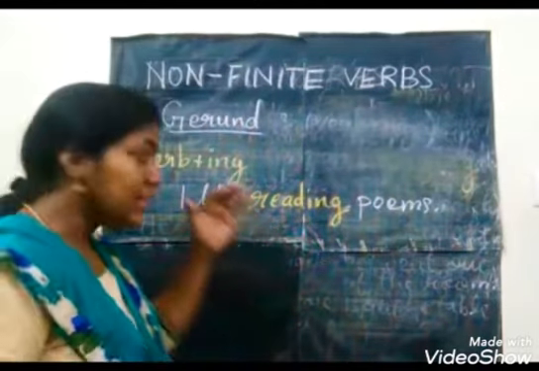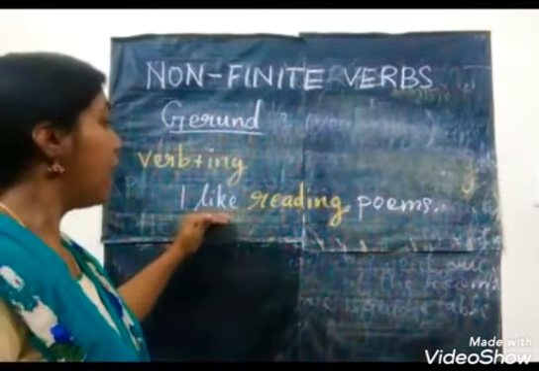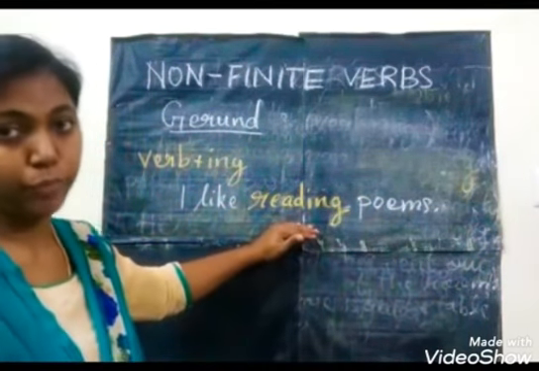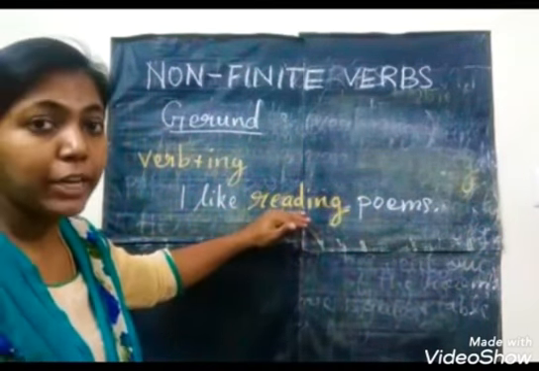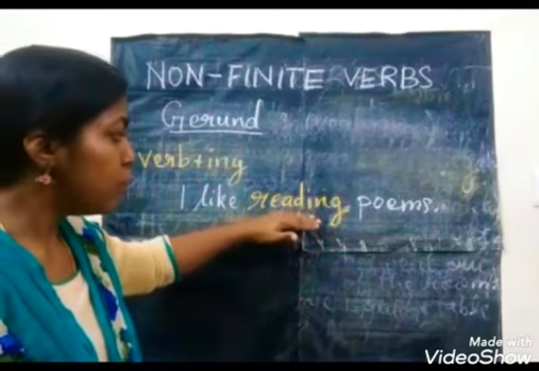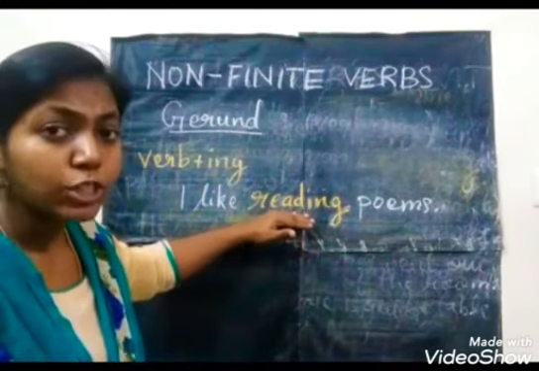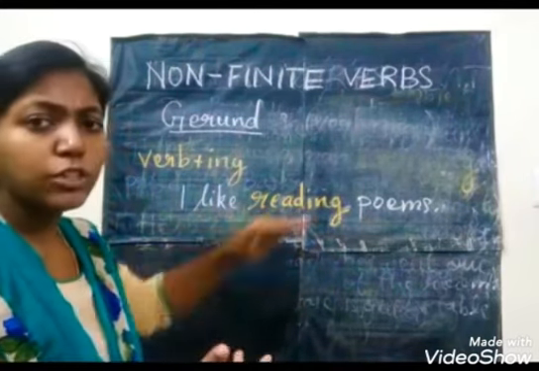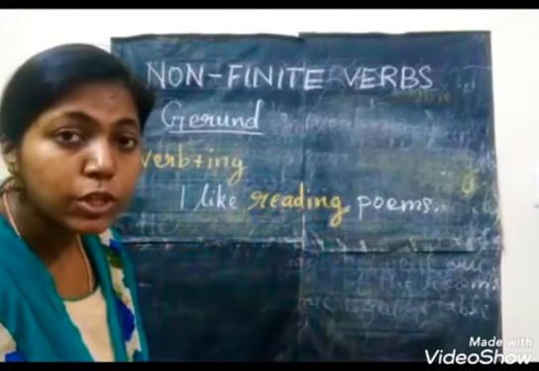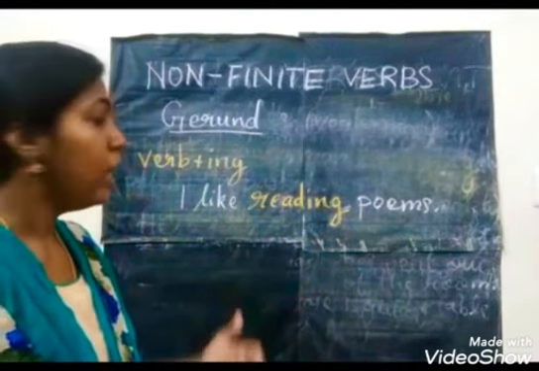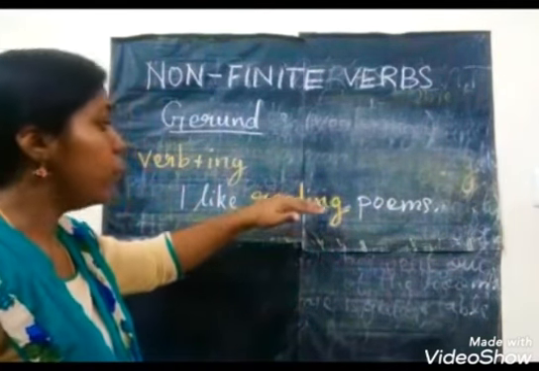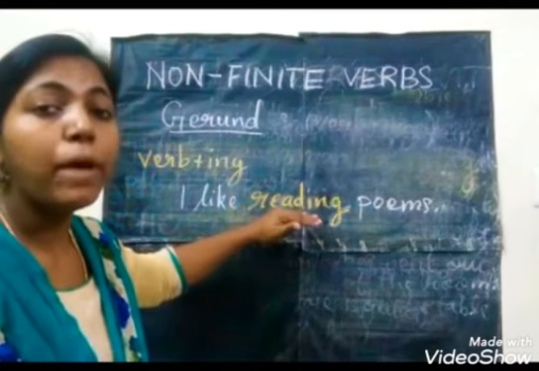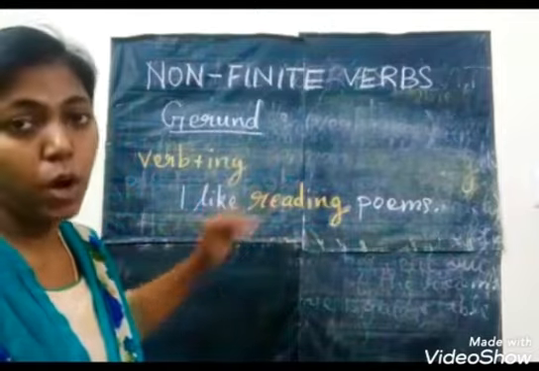Now look at this sentence. I like reading poems. Here also verb plus ing. Okay, but here, is this an action that is going on? No. Is this an action that is incomplete? No. Okay, so here the verb has the force of a verb as well as a noun.